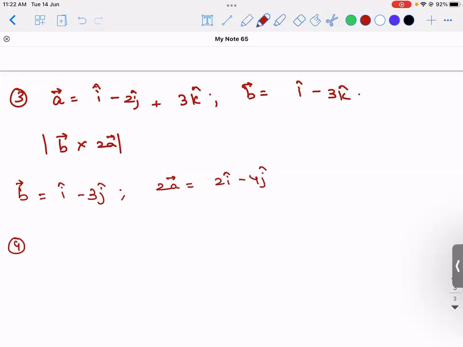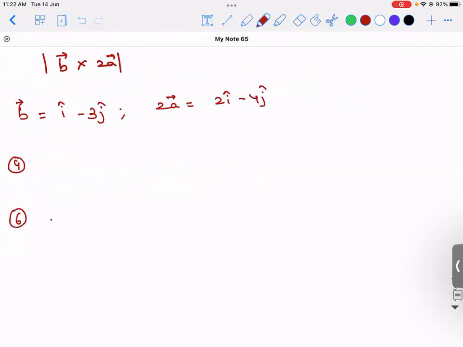Done. What is example number 6? These are all direct problems, right? The vectors A bar and B bar are such that the magnitude of A vector is 3 and the magnitude of B vector is root 2 divided by 3, and A cross B is a unit vector. Then find the angle between them.